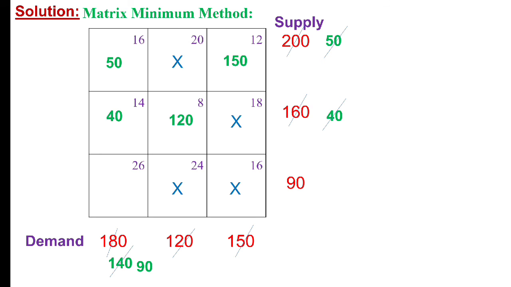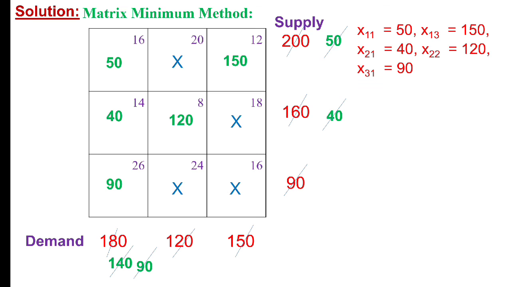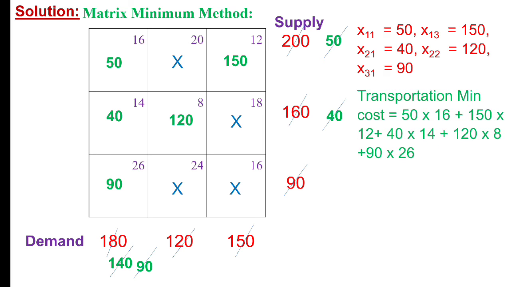x12 50, x13 150, x21 40, x22 120, x31 90. Then the cost will be calculated: 50 into 16 plus 150 into 12 plus 40 into 14, 120 into 8 plus 90 into 26. Then simplify: 800 plus 1800 plus 560 plus 960 plus 2340. Total is 6460. So this is the way you need to calculate. Check with the calculation. If there are any corrections, please go through the concept and get the values correctly. Okay.